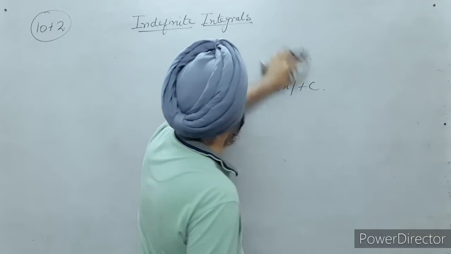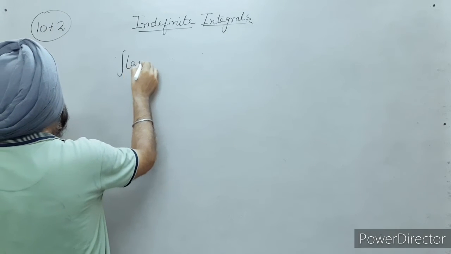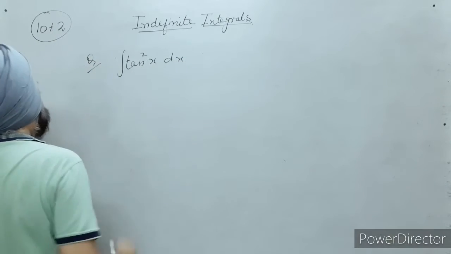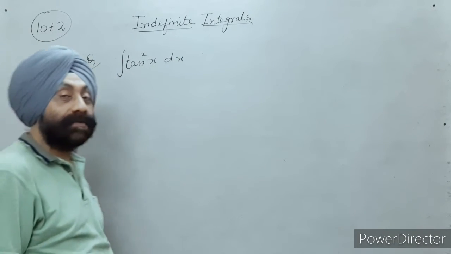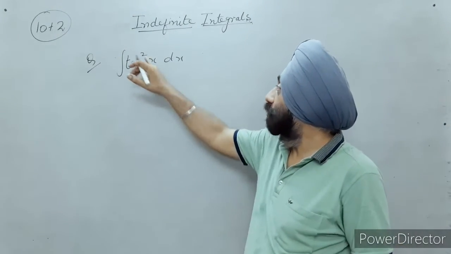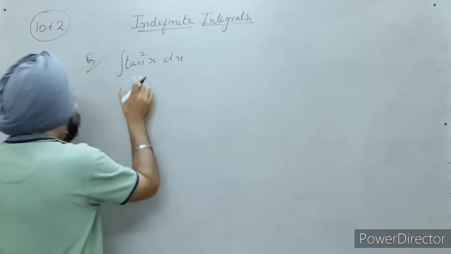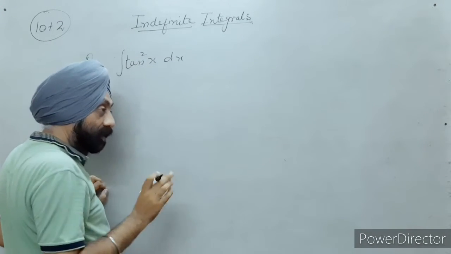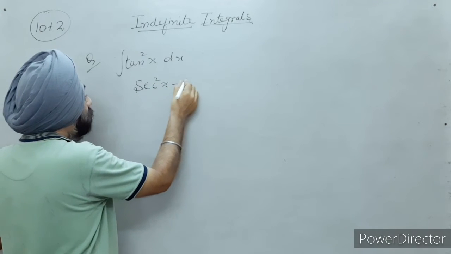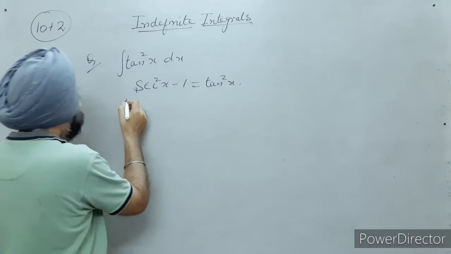Now, question number 1. Just integrate tan square x dx. Now, we cannot use the power rule over here. I cannot write its integral is tan cube x upon 3. No, it will be wrong. So what I can do is, I don't have the integral of tan square x. So use the identity secant square x minus 1 is tan square x. Use this identity.